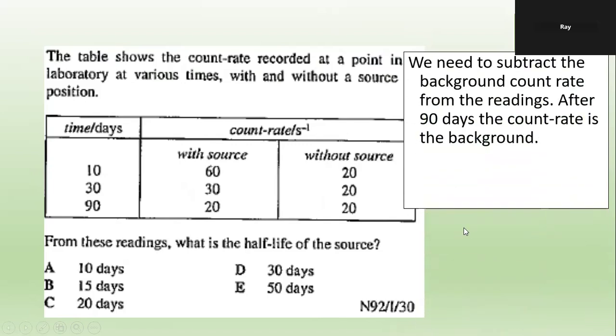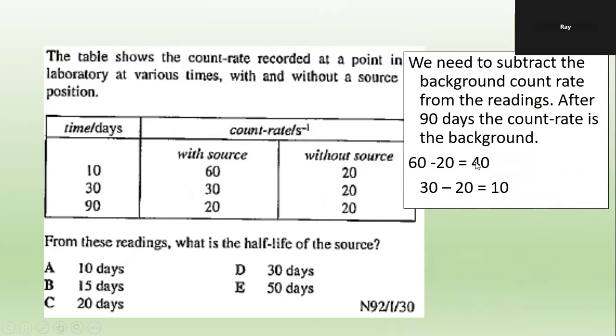First thing, we need to subtract the background count rate from the reading. After 90 days, the count rate is background. This one cannot be used because it is background radiation already. So 60 minus 20 is 40 for the first 10 days. And then for 30 days, 30 minus 20 is 10.